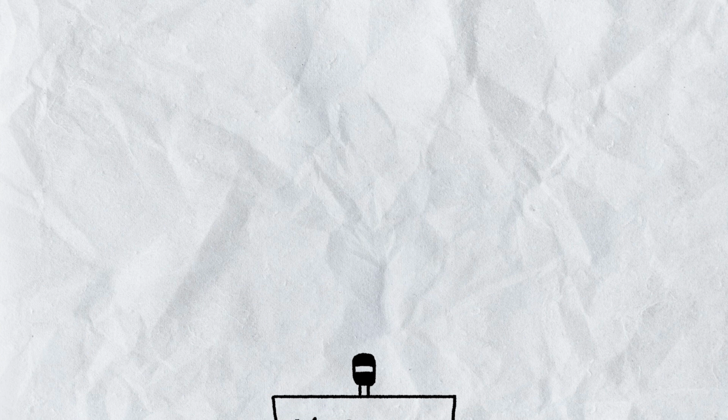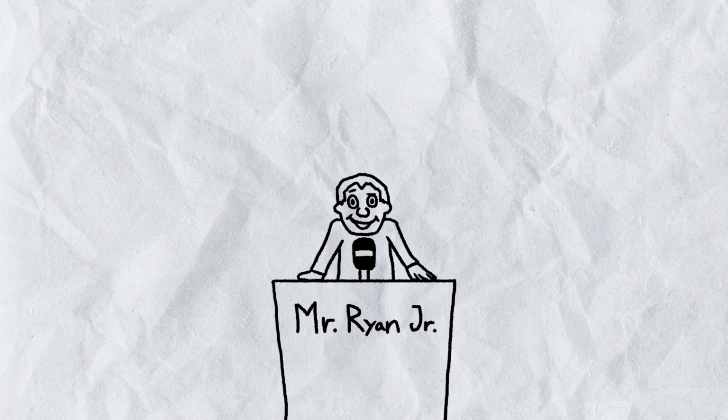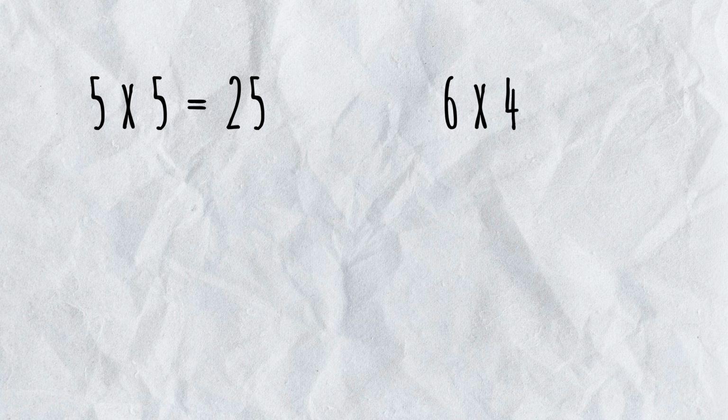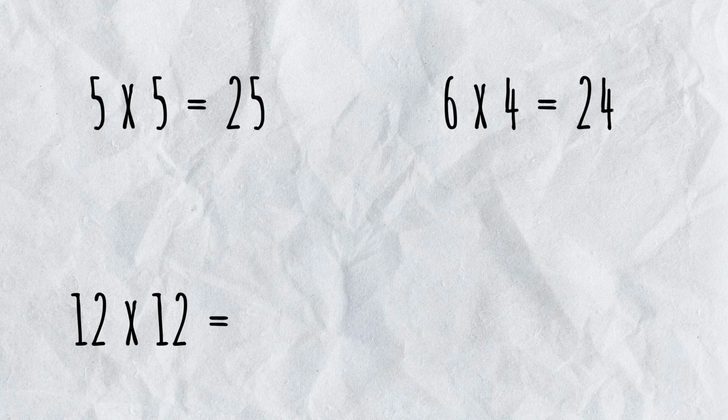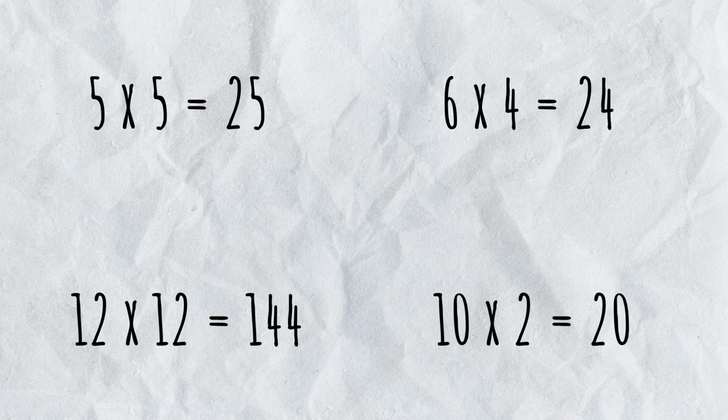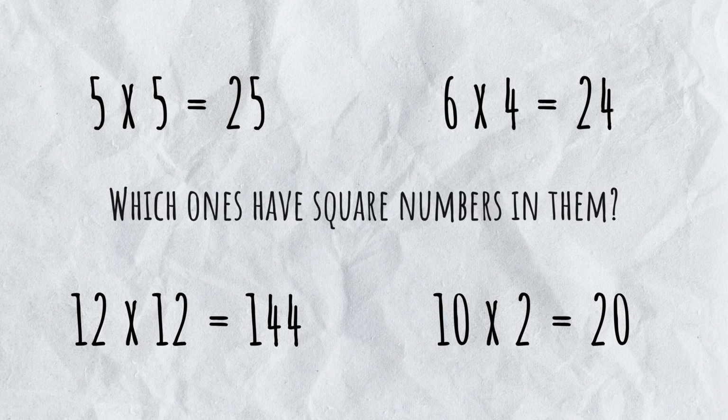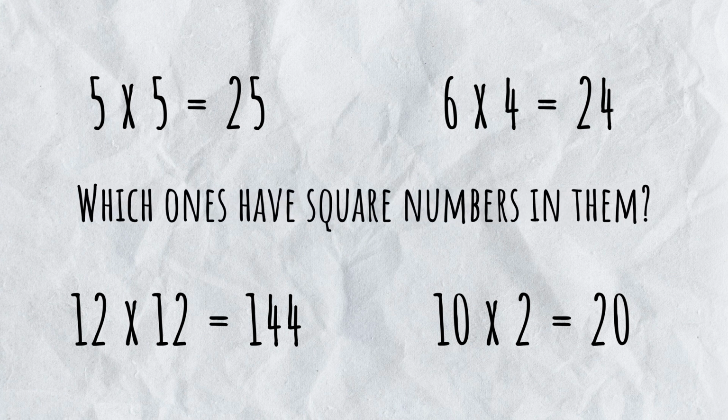And now I'm going to give you a little quiz. So on the screen in front of you, I'm going to put 4 calculations up, which are the following: 5 times 5, which equals 25. 6 times 4, which equals 24. 12 times 12, which equals 144. And then last but not least, 10 times 2, which equals 20. Now all I want you to do is I want you to tell me which calculations have square numbers in them. And I'll give you a clue, there's 2 options.